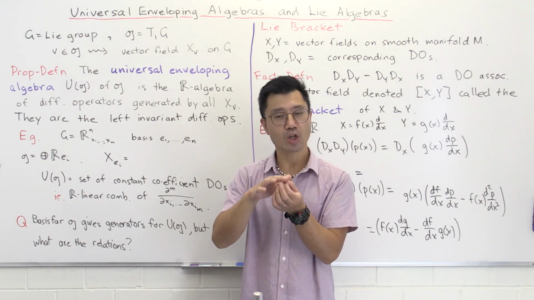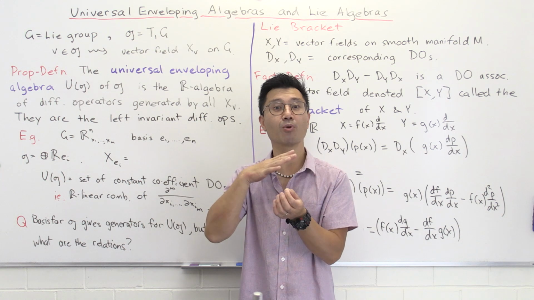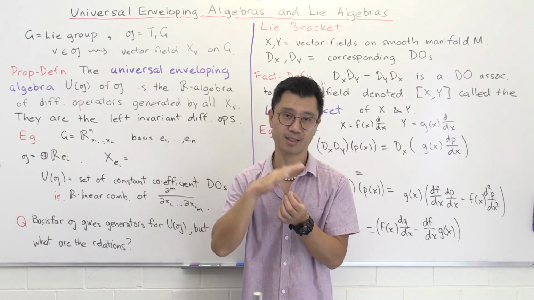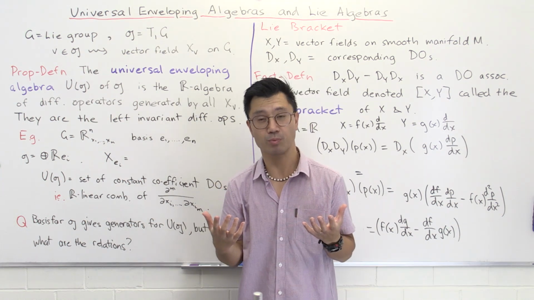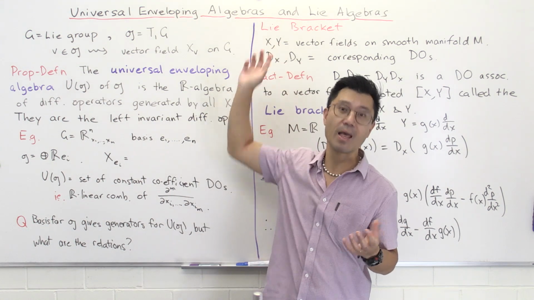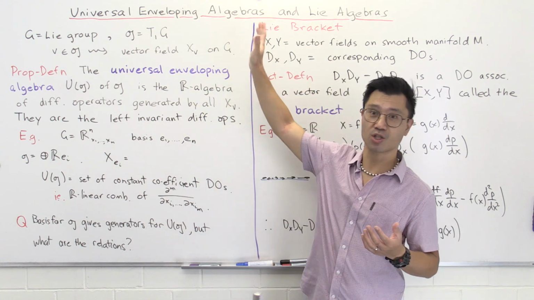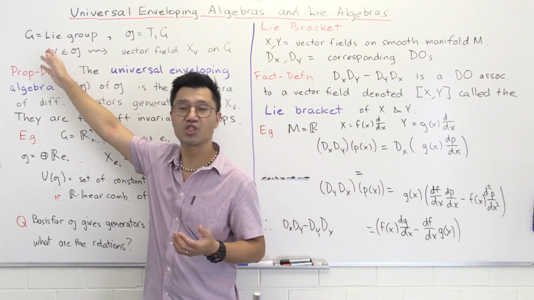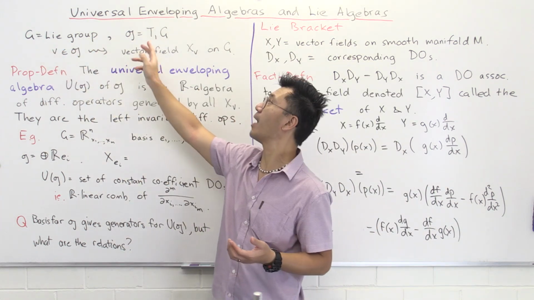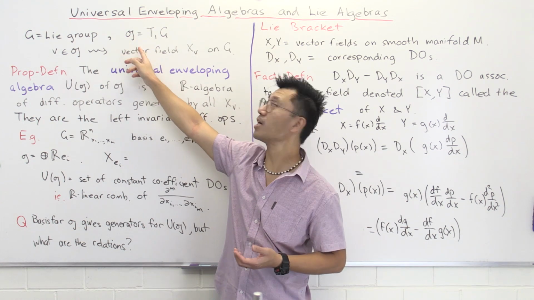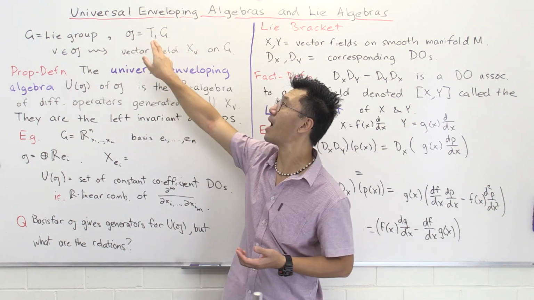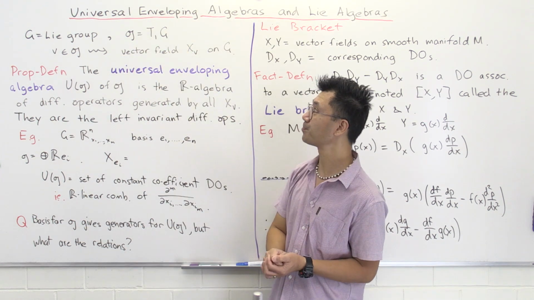Well, it turns out that what you can do is you can put some extra algebra structure on that tangent space, and that extra algebra structure is called the Lie algebra, and that is the topic of this video here. So to set our notation, we're going to let G be our Lie group, and this Gothic G here is going to be the tangent space at the identity to that Lie group.